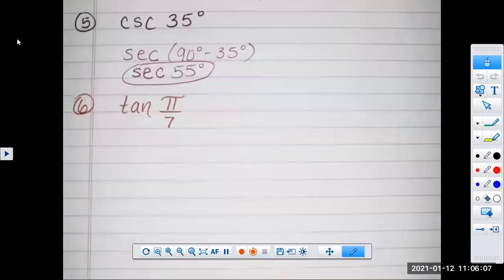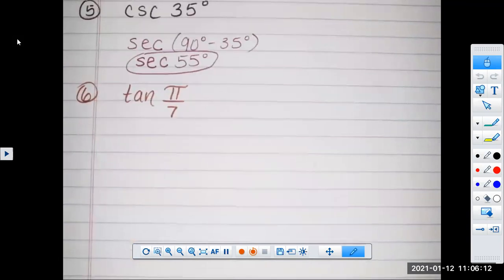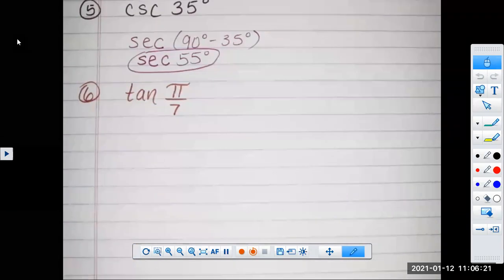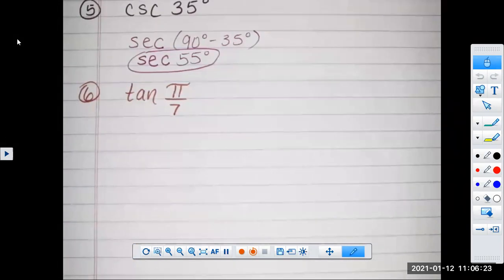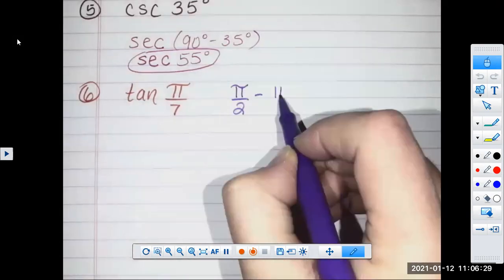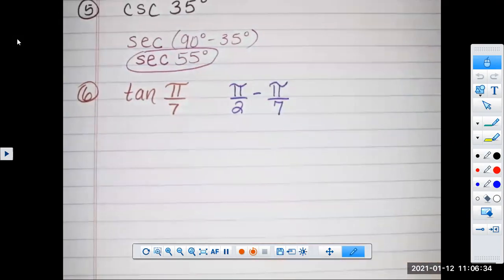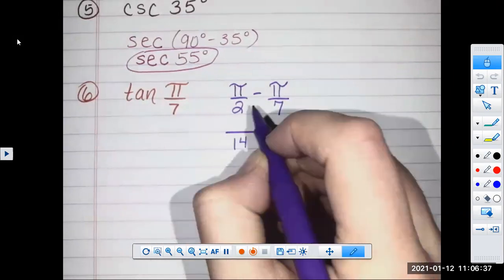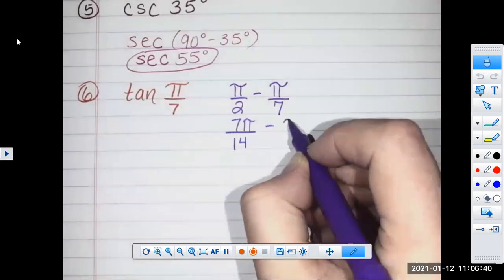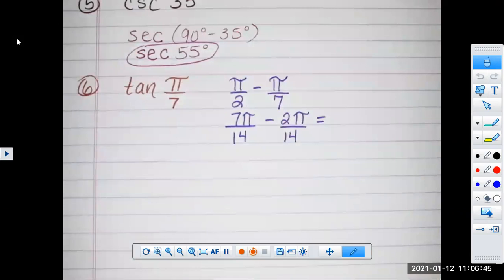Okay, we have tangent of pi over 7. Find its cofunction value. You're going to subtract the angle from what? Subtract from pi over 2. And when you find the common denominator of 14, that's going to give you 7 pi over 14 minus 2 pi over 14.